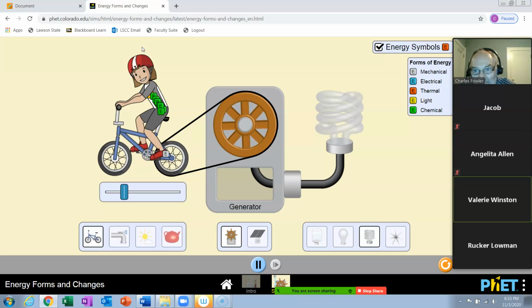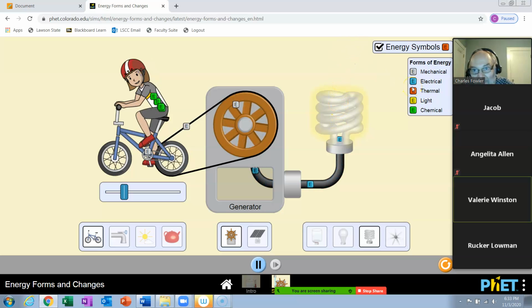Now there's the chemical becoming mechanical, going up, turning the wheel. Some of it goes to heat. It becomes electrical, and then the electrical becomes light, more light, and a little bit of heat. Thermal is going up there too.